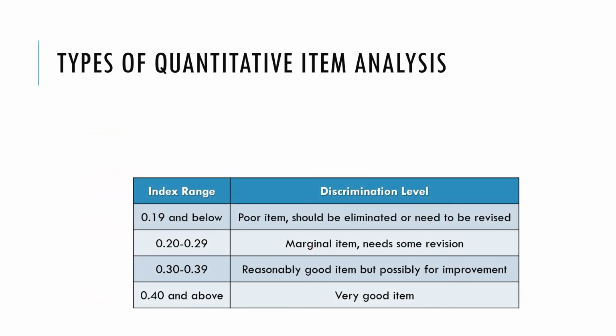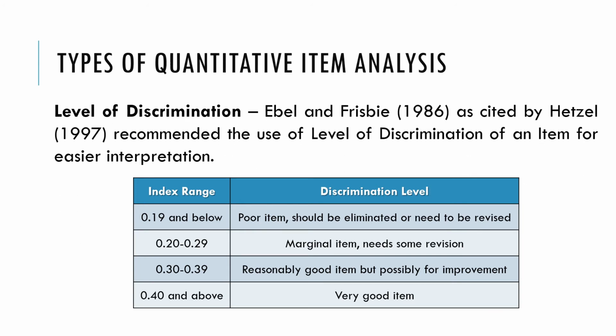Next, okay, we have here our table on level of discrimination by Ebel and Frisbie, 1986, as cited by Hetzel, 1987, recommended the use of level of discrimination of an item for easier interpretation. This one is the same with the level of difficulty. We also have here our interpretation based on the value right after computation. We also have here two columns. The first one is the index range. The second one is the discrimination level, which is the interpretation of the index range.